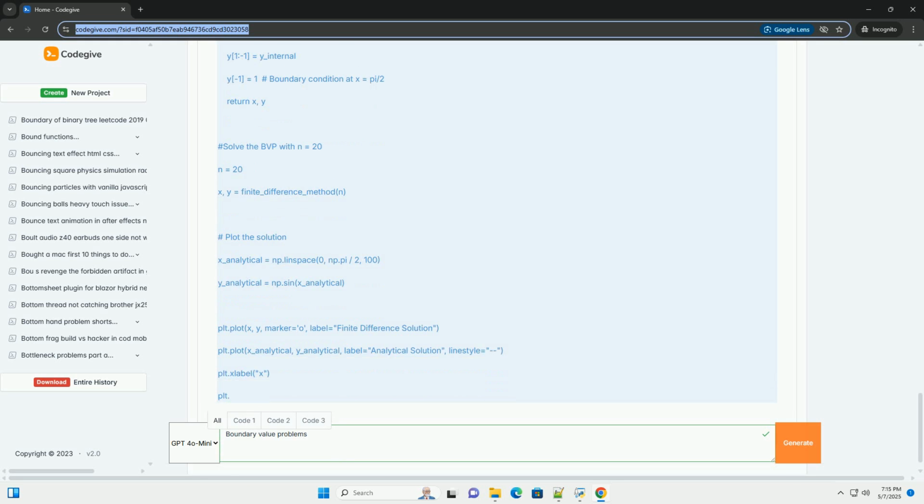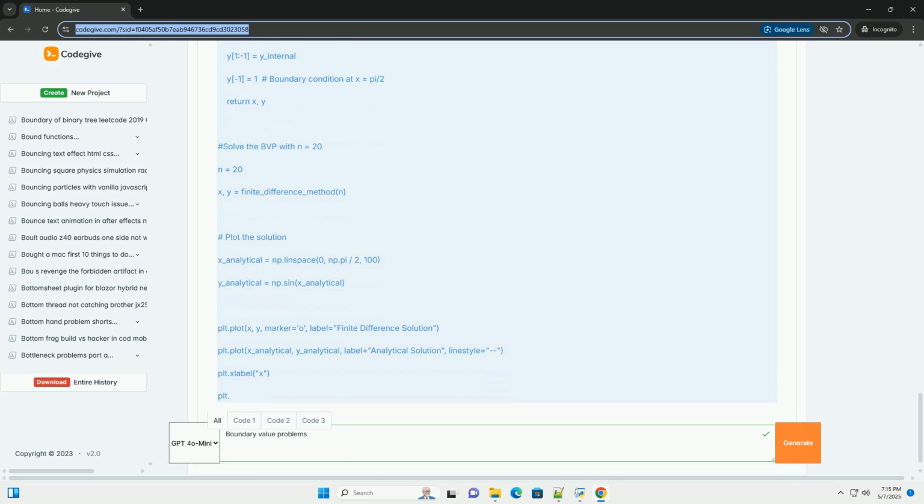4. Collocation method. Choose a set of basis functions to approximate the solution. Determine the coefficients of the basis functions by enforcing the differential equation at a set of collocation points within the domain. Satisfy the boundary conditions.